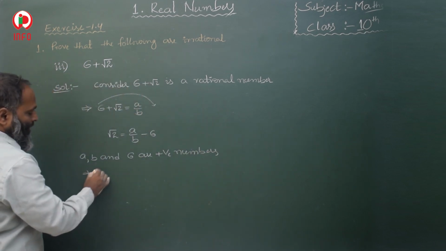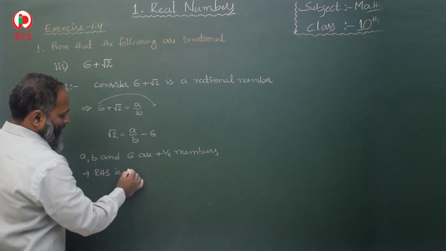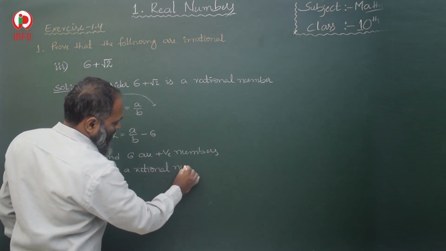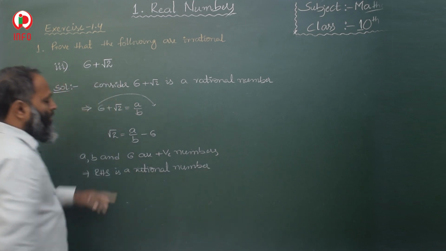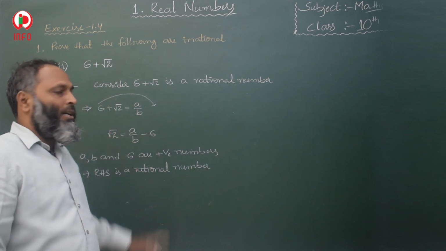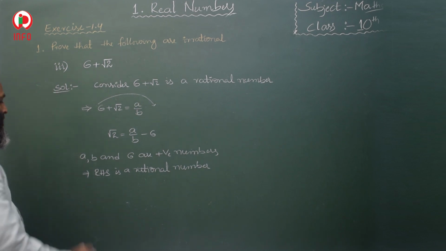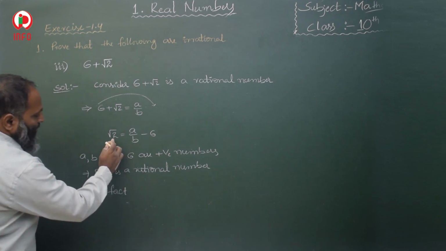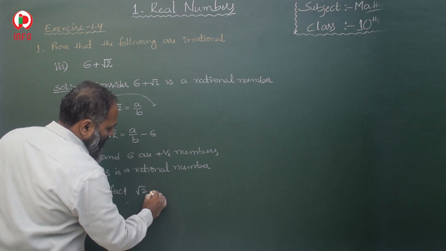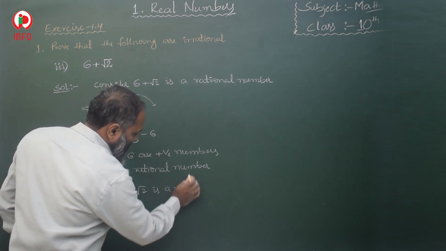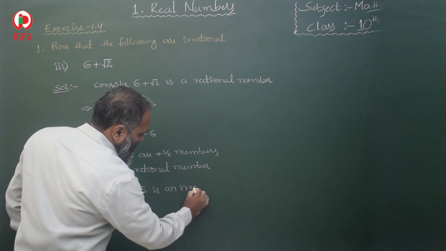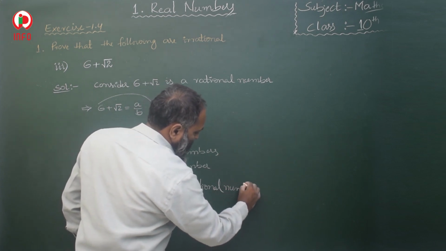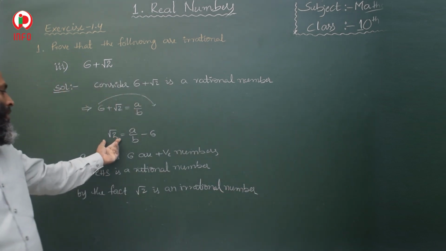Here a, b and 6 are positive numbers. That implies the RHS is a rational number, since these all are positive numbers. So by the fact that root 2 is an irrational number, here this is an irrational number and this is a rational number.